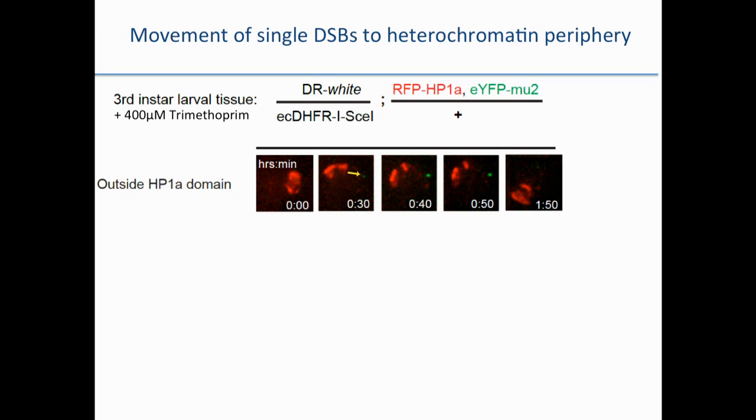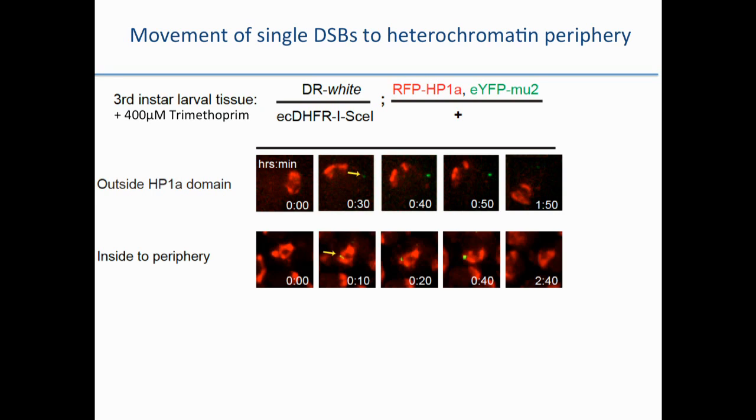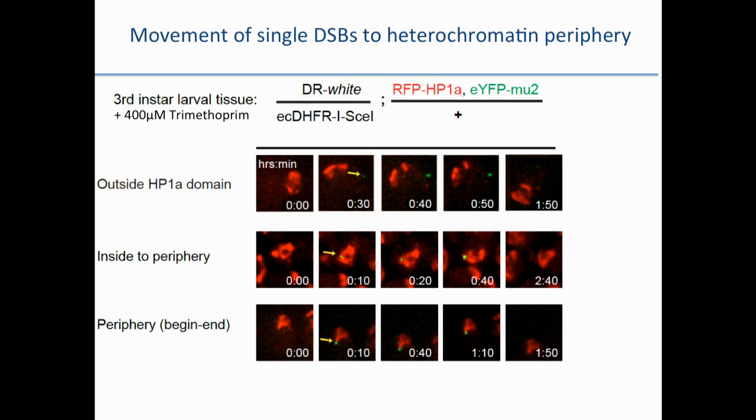So one category is in which we see, so the red is the heterochromatin domain, we see the DNA damage focus coming up outside of the heterochromatin domain and then resolving. And then indeed, sometimes we observe DNA damage foci coming up on the inside of the heterochromatin and then within 20 minutes move to the periphery of the heterochromatin domain. And a category that we also observed a lot was DNA damage foci coming up at the periphery, just staying there and getting resolved.